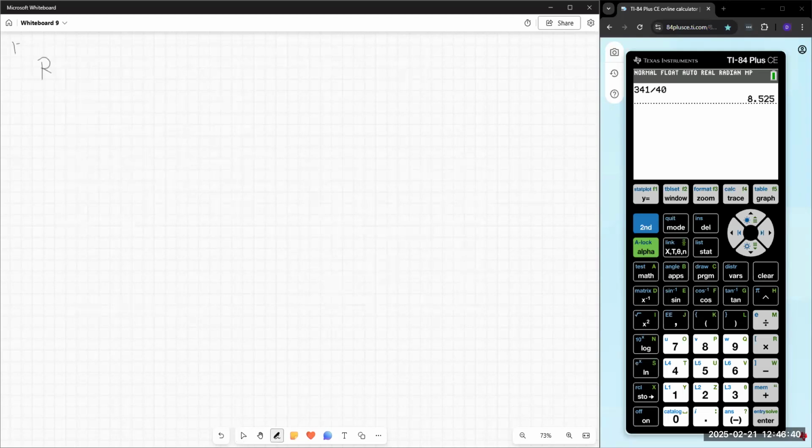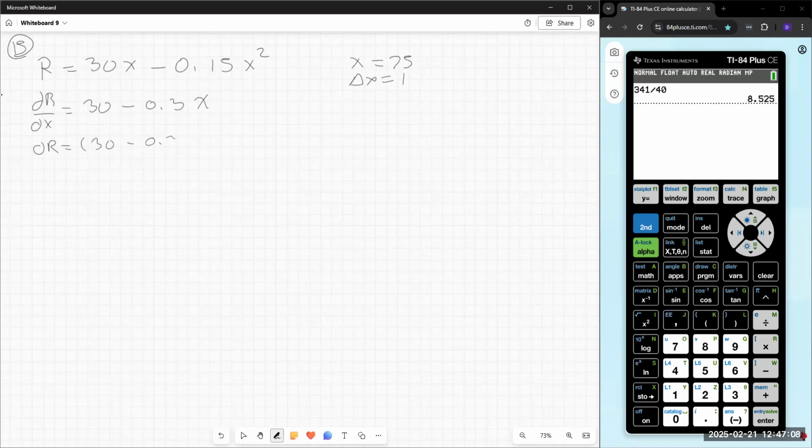Now we have R equals 30x minus 0.15x squared. Our given x value is 75. Our delta x is 1 again. So dr/dx is 30 minus 0.3x. dr is exactly (30 minus 0.3x) dx. So delta r is approximately (30 minus 0.3x) delta x.